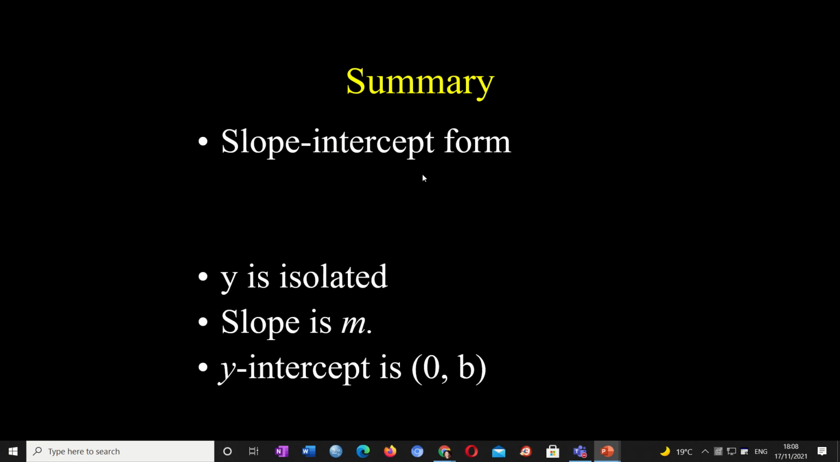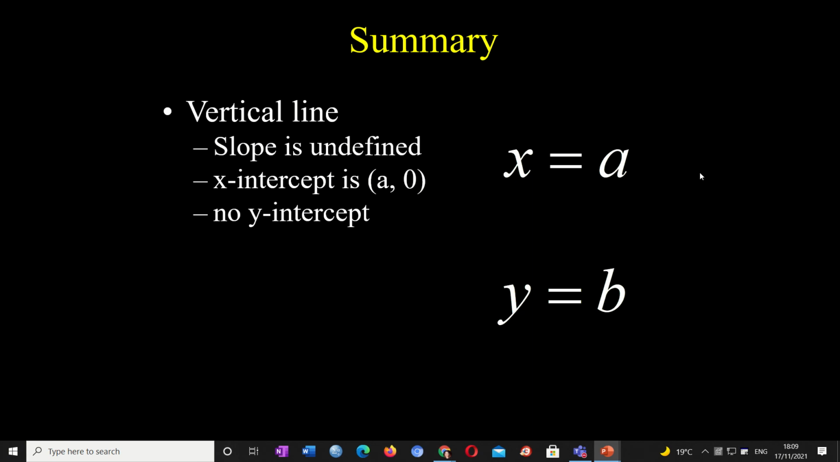So what we have learned here is slope-intercept form. What is slope? What is y-intercept, x-intercept? And we learned y equals mx plus b. We learned how to find slope. If we leave y isolated, slope is m, and y-intercept is (0, b). So y equals mx plus b, the famous formula.